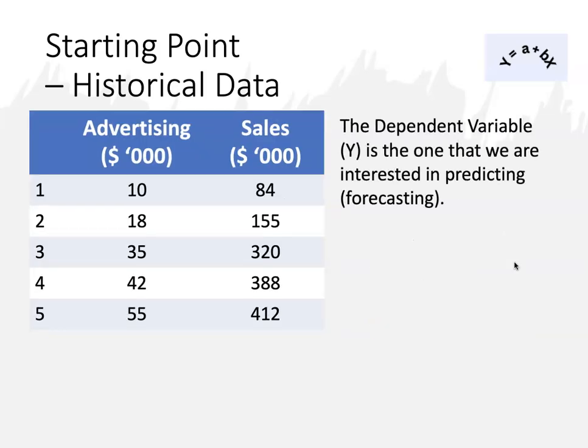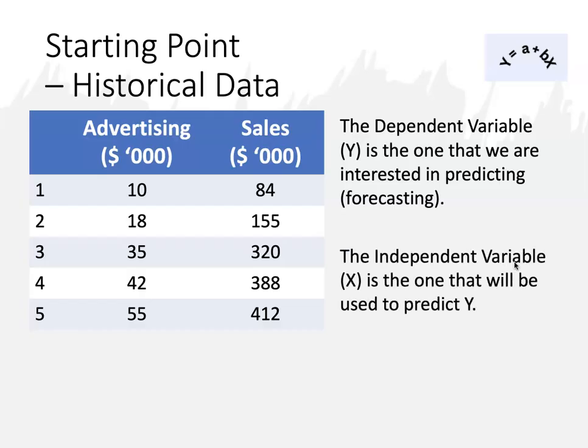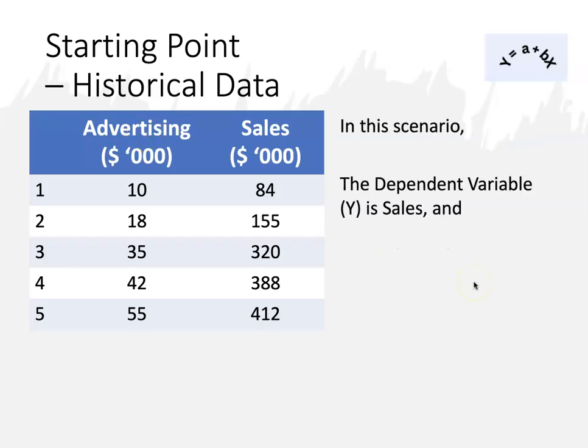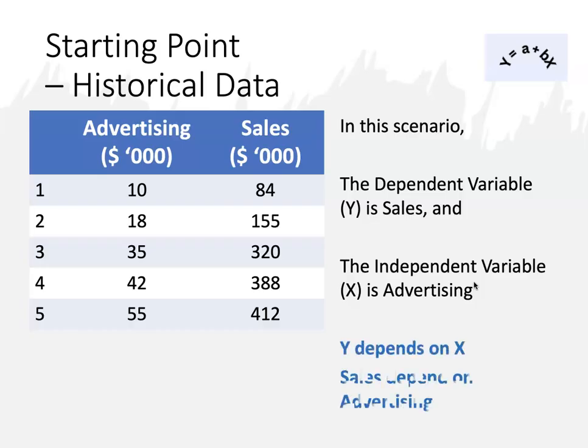The dependent variable is the one that we're looking to predict. And the independent variable is the one that we're going to use to do the prediction. Remember, y depends on x. So if we're looking at these two variables, advertising and sales, we should recognize that sales depends on our level of advertising. So our dependent variable would be sales, and our independent variable would be advertising.